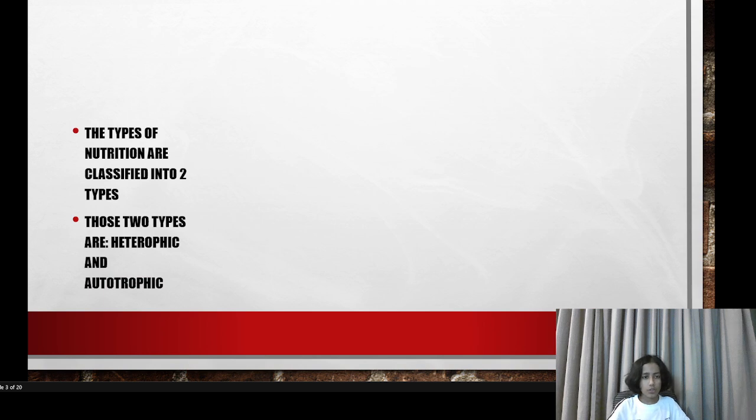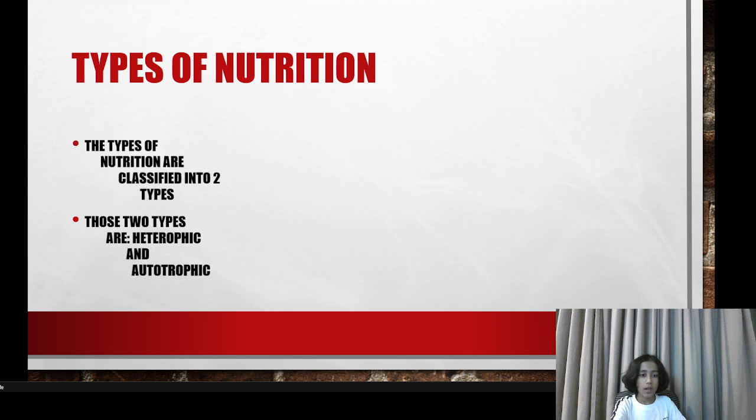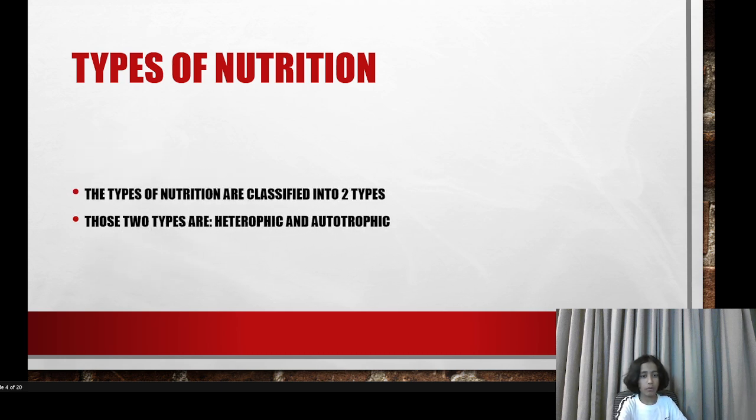So what is nutrition? Nutrition is the process of taking food inside our body and then using it for digestion and nutrients. Types of nutrition are classified into two types: heterotrophic nutrition and autotrophic nutrition. So what is heterotrophic nutrition?